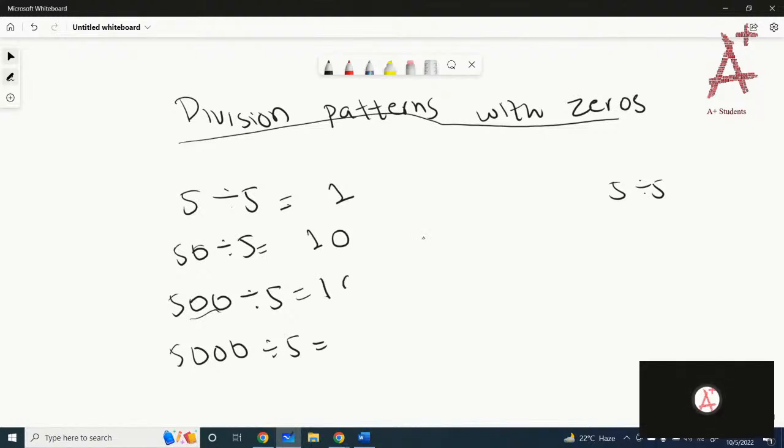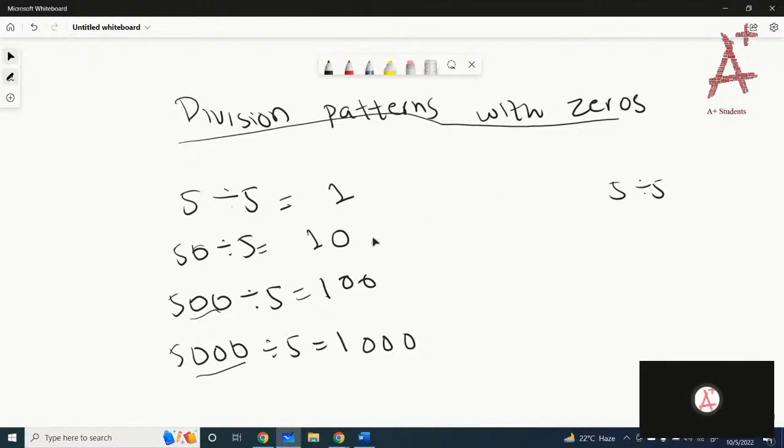Okay, so 5 divided by 5 is 1. So 500 has two zeros, so it would be 100. Got it? Again, 5 divided by 5 is 1. So 5000 has three zeros, so the answer must have three zeros. Got it? That's how you have to complete the patterns. One of them is missing, either the divisor, the dividend, or the quotient. You have to see what these numbers are. Got it?